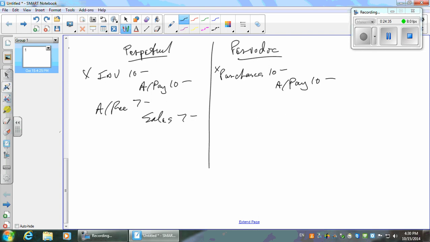That's just the sale part, right? How would I record the sale over here under periodic? Don't think about this too hard. It is exactly the same. Debit accounts receivable.